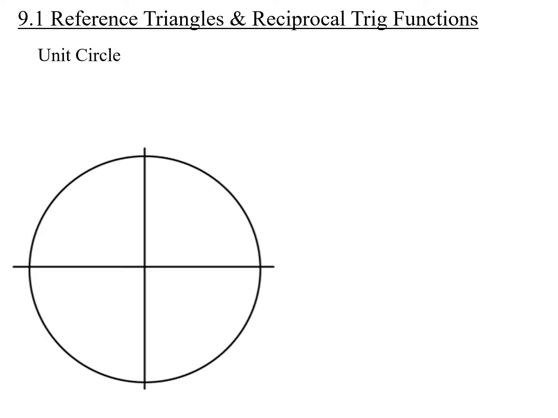9.1, reference triangle and reciprocal trig functions. Okay, and this involves the unit circle. I'm actually going to get a laser pointer here so I have something to point with. A unit circle, by definition, is a circle that has a radius of 1. Okay? Well, I'm going to put a point on this unit circle right where that radius meets the circle, and I'm going to call it point P.